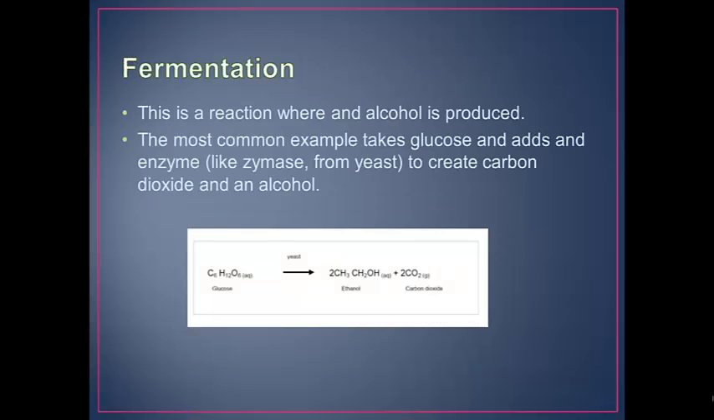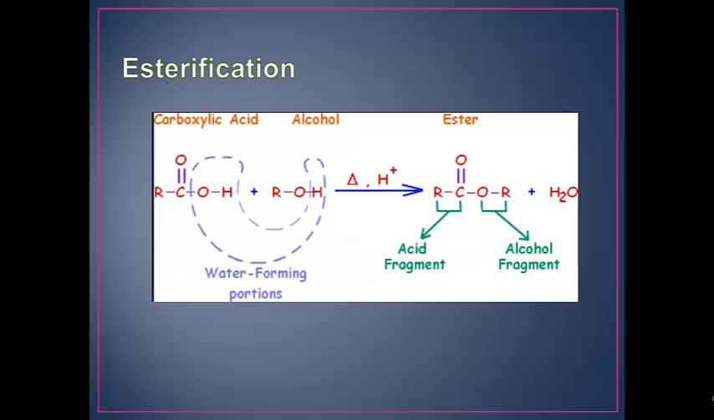Fermentation, this is a reaction where an alcohol is produced. The most common example takes glucose and adds an enzyme like zymase from yeast to create carbon dioxide and an alcohol, as shown there. And esterification is the last one.